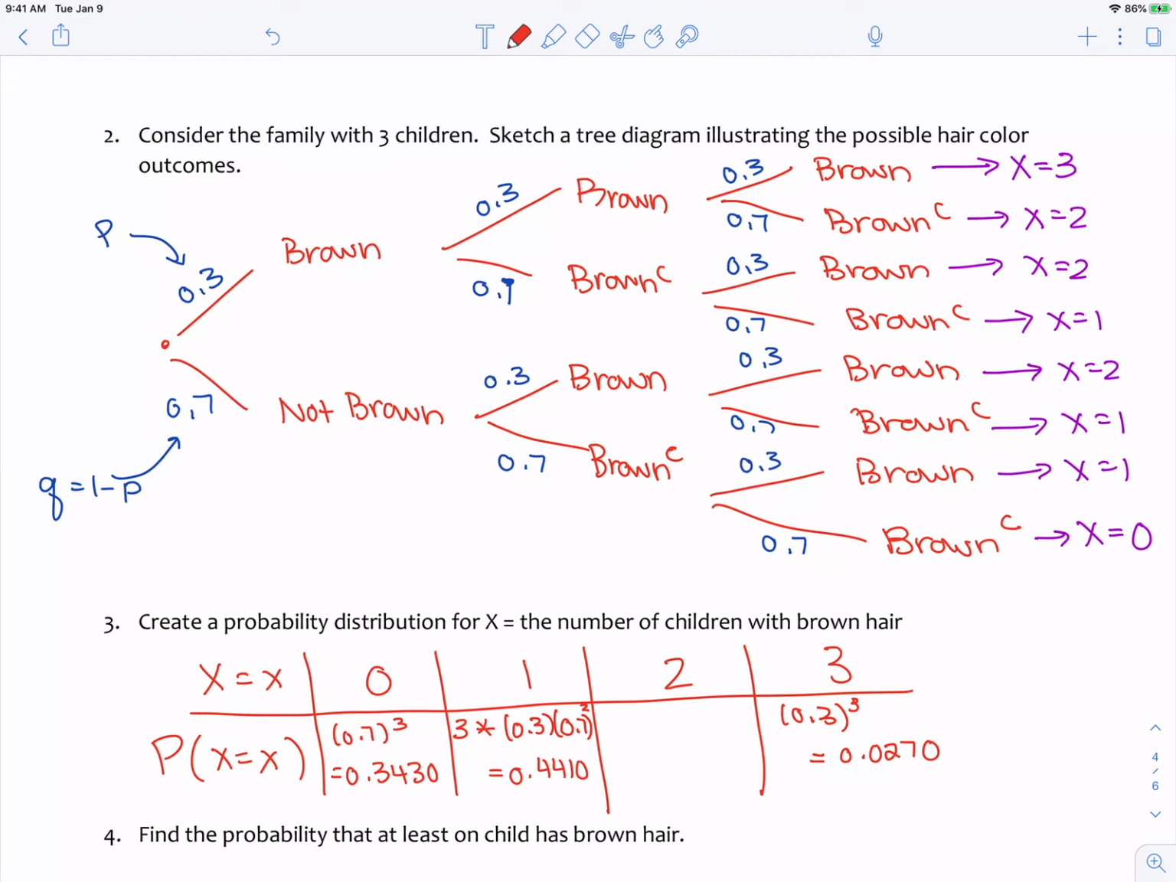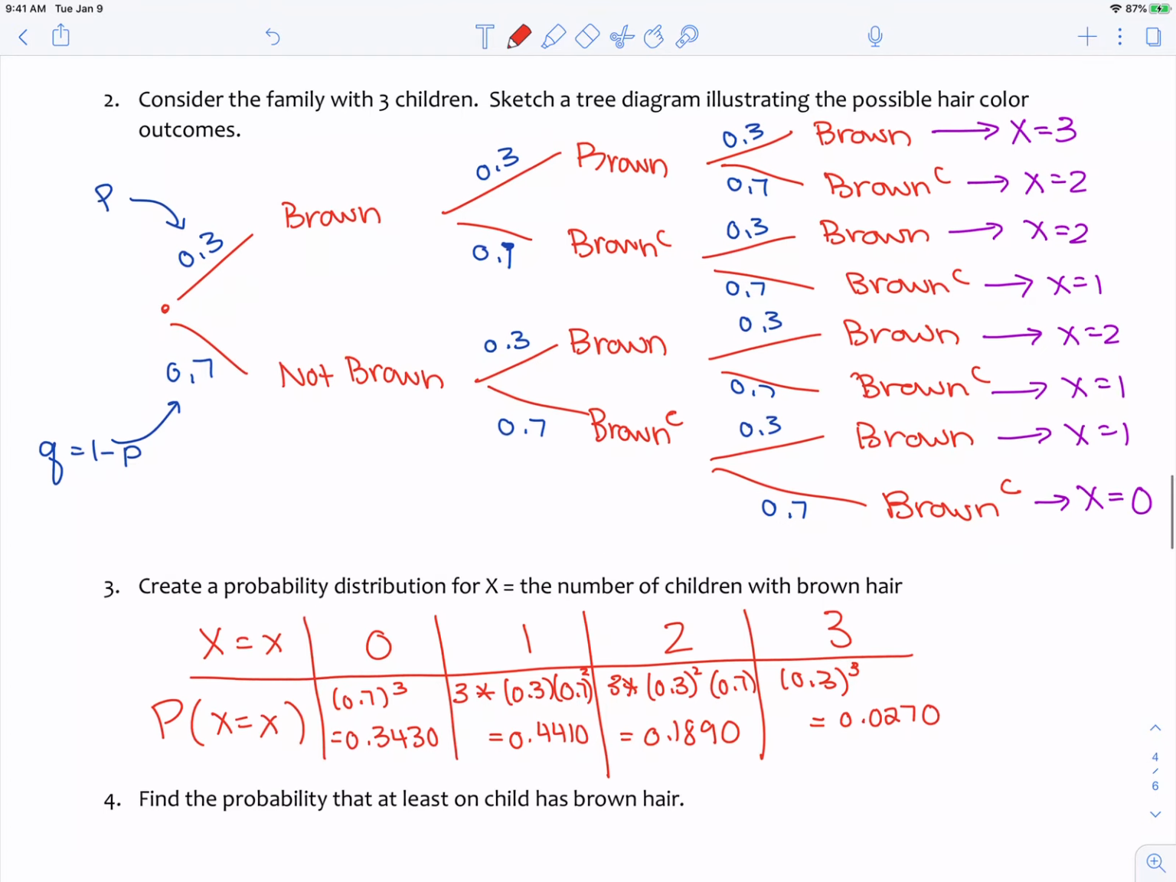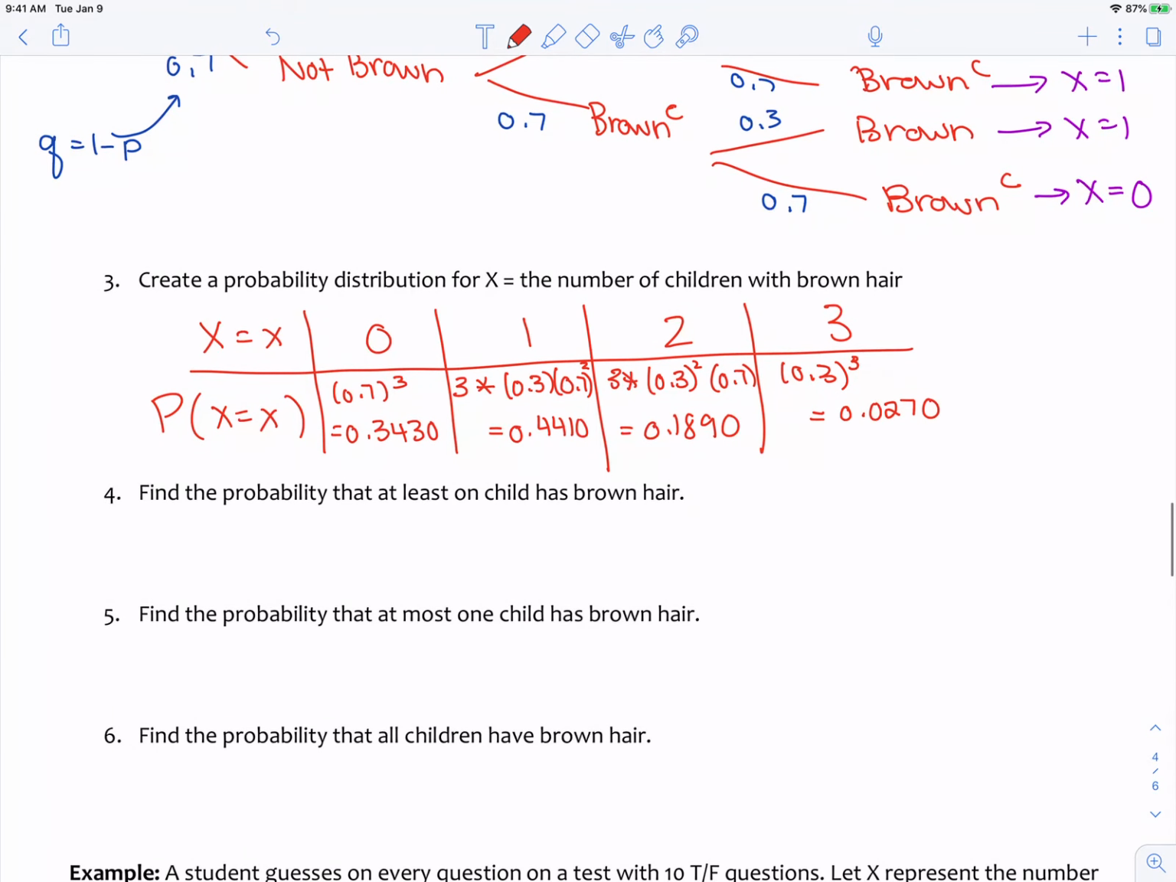And then having 2 kids with brown hair, that's also happening on 3 of those branches, and in order for that to have happened, we needed 2 successes, so 2 of those 0.3s and 1 0.7. That's going to come to 0.1890. And again, this is a probability distribution, so those probabilities should sum to 1, which they do, but double check it as part of your work. And then we're going to want to follow up with some probabilities.